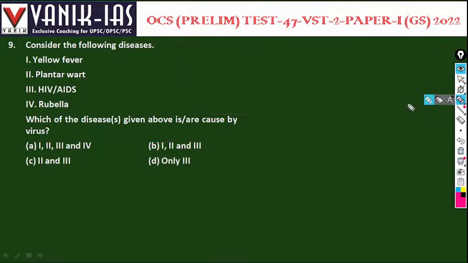Consider the following diseases: yellow fever, plantar wart, HIV/AIDS, rubella. In which of the following cases is the pathogen a virus? We know that HIV is a virus, right? Rubella virus, yellow fever virus. So 1, 3, 4. We are confident about this. So only the option that contains 1, 3 and 4 will be right.